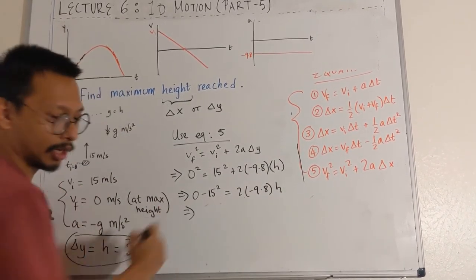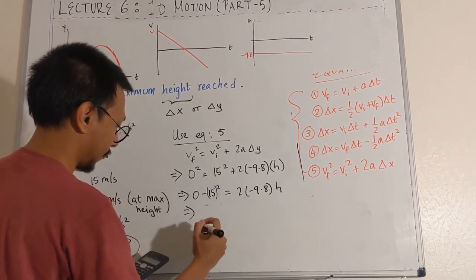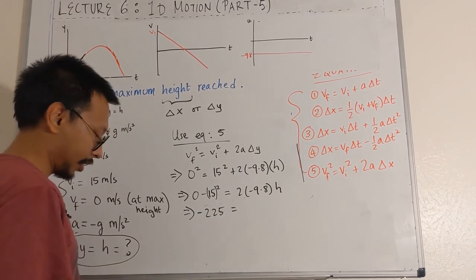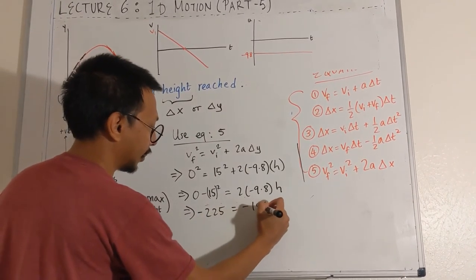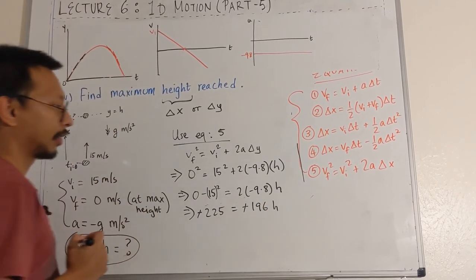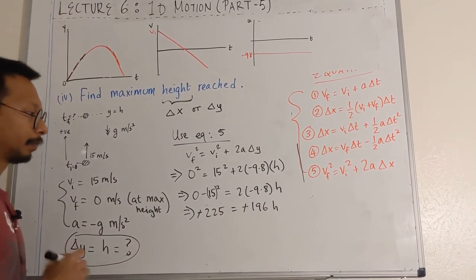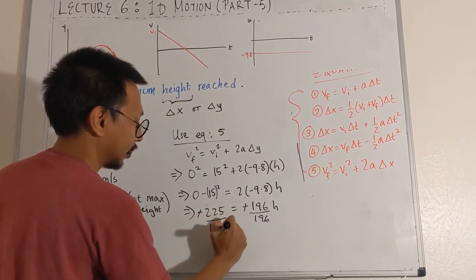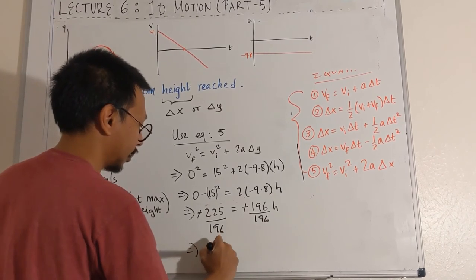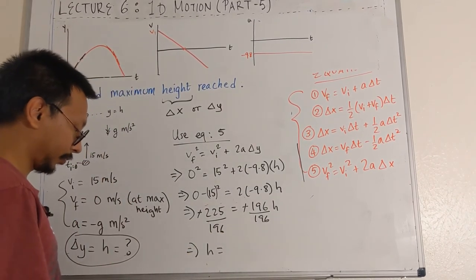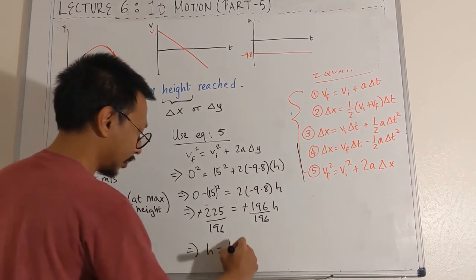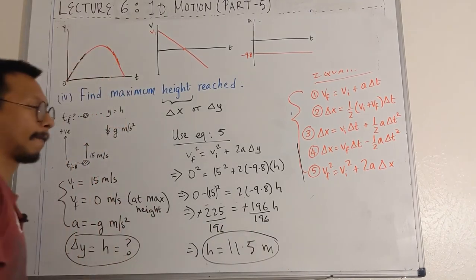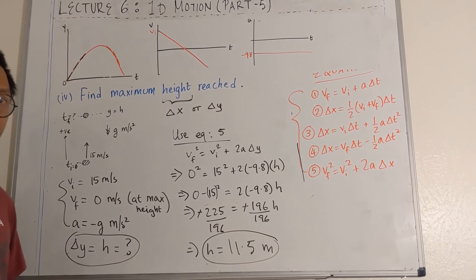Okay, so we are left with negative 225 on the left hand side, and 2 times 9.8, negative 196 h. The negatives cancel from both sides, and h is found when you divide both sides by 196. So h comes out to be 225 divided by 196, 11.5 meters. This is the maximum height reached by the ball.